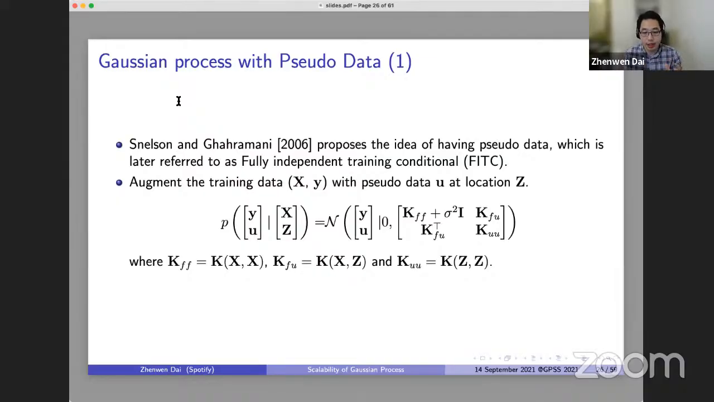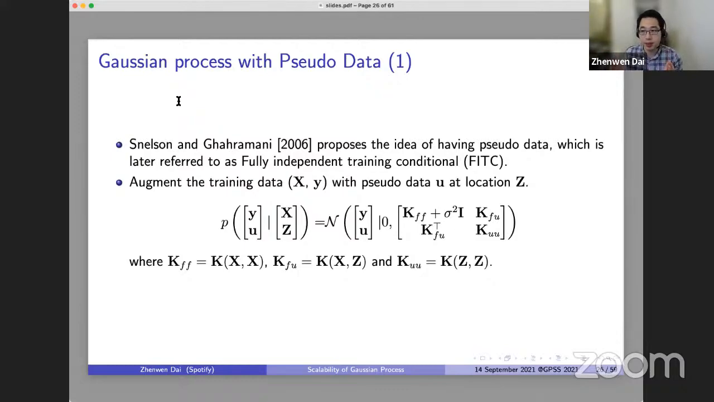The idea is that we have the training data X and Y. Let's augment it with some unseen data with output U at some unknown location Z. U and Z are data we don't really observe. We are just assuming they're there. Therefore we call this pseudo data.